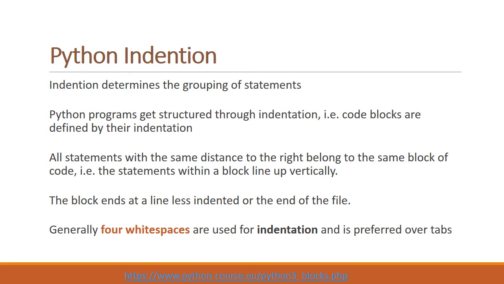A general concept in Python is the indentation. Indentation determines the grouping of statements. Python programs get structured through indentations. In other words, code blocks are defined by how they're indented. All statements with the same distance or the same indentation to the right belong to the same code block. The block ends at a line with less indentation or the end of the file. Generally, white spaces are used for indentation and are preferred over tabs.